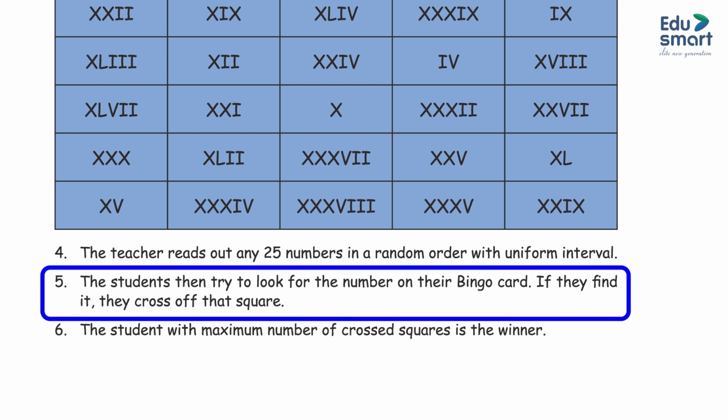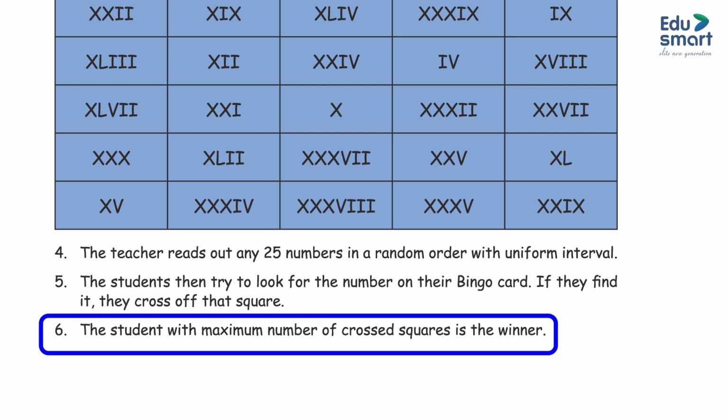5. The students then try to look for the number on their bingo card. If they find it, they cross off that square. 6. The student with the maximum number of crossed squares is the winner.